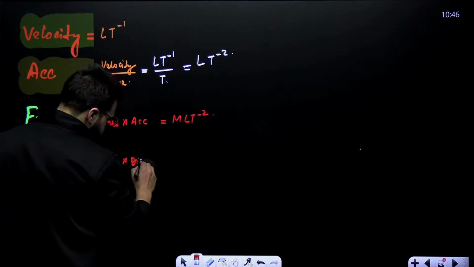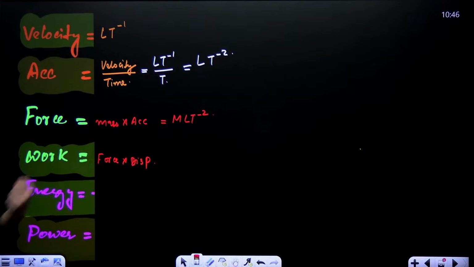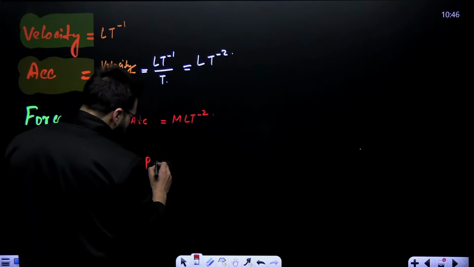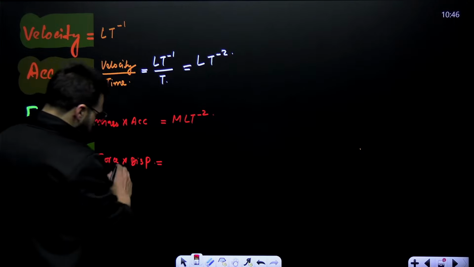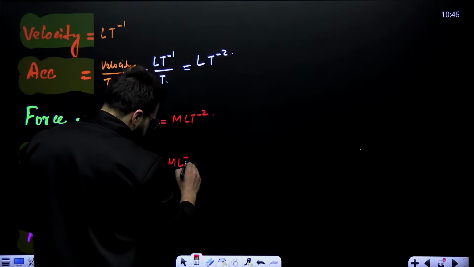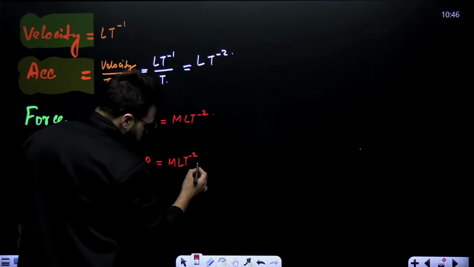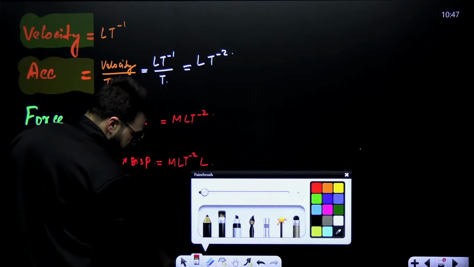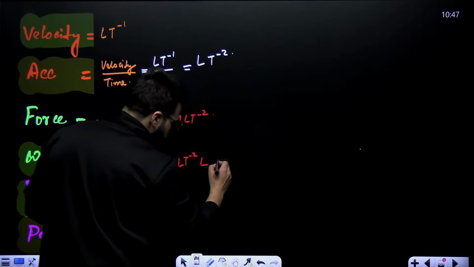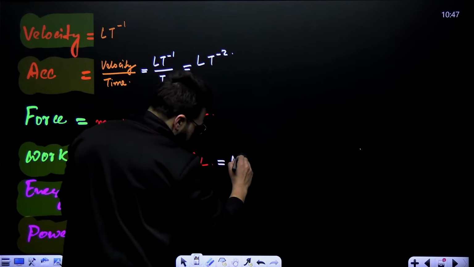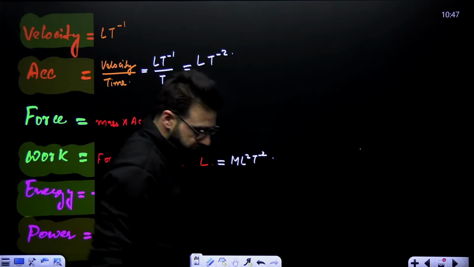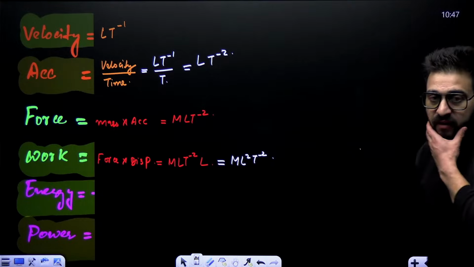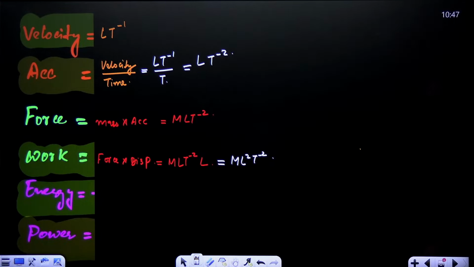Similarly, when it comes to work, it is force multiplied by displacement. Now for force, guys, we recently saw it is MLT minus 2. So I can write over here MLT minus 2. And when it comes to the displacement, it is L. Displacement is L. So can I write over here this will be simply M, L into L becomes L square, and T minus 2. I hope this is crystal clear to each and every single student.